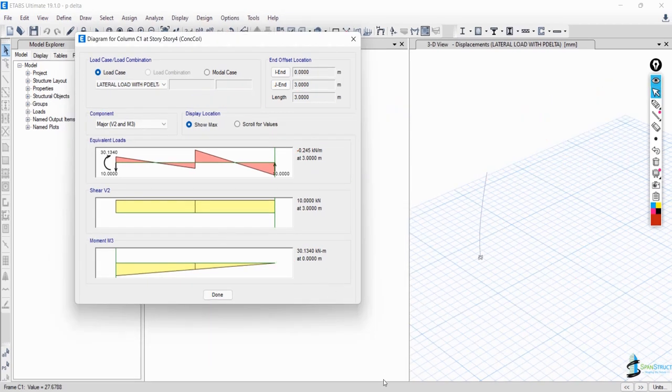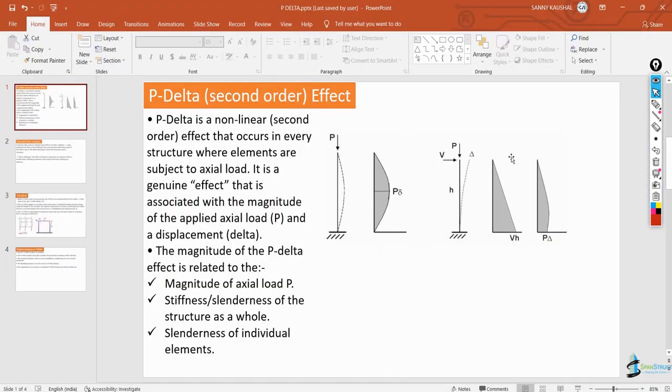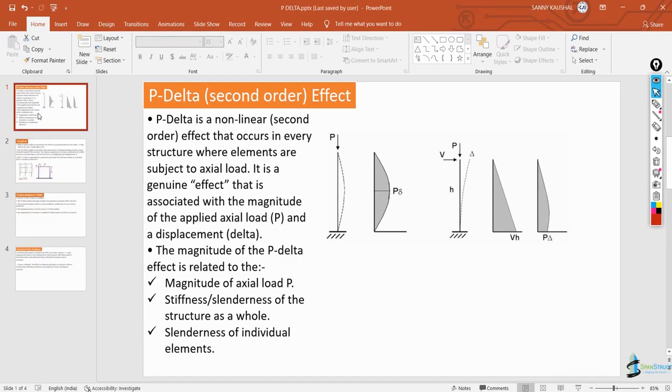Now come back to the PPT which we were discussing. I think you already know how the calculation is done, so there is no problem in this particular topic of the P delta right now. The definition part, I think, is very clear to you. Now come to the second page of this PPT.